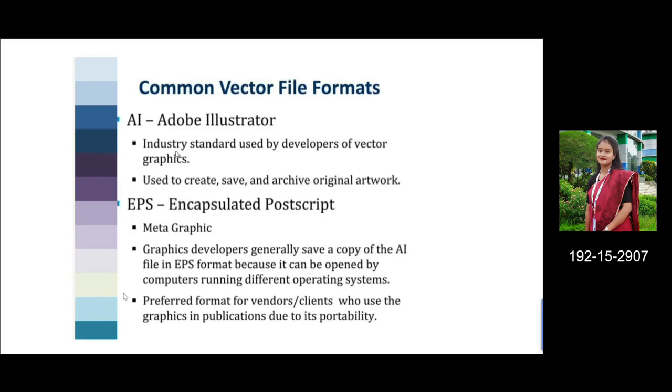Next is EPS. EPS is a vector file format often required for professional and high quality image printing. PostScript printers and image setters typically use EPS to produce fast, detailed images such as billboard advertising. Graphics developers generally save a copy of the AI file in EPS format because it can be opened by computers running different operating systems. It is the preferred format for vendors or clients who use the graphics in publication due to its portability.